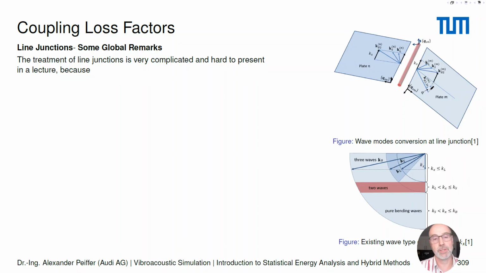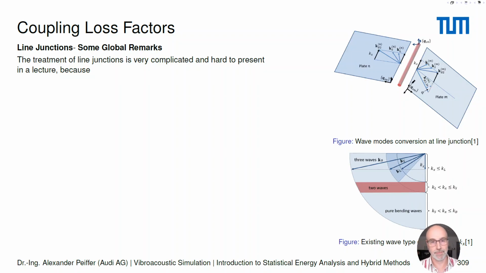Another reason is that line junctions, especially if you're talking about plates, are super complicated. Why is that? You have an incoming wave, and this incoming wave is reflected into 3 waves. If it's, let's say, a bending wave, it could be reflected into a longitudinal, shear, and bending wave. And at the same time, it is also transmitted into a longitudinal, shear, and a bending wave in the other plate. So it means you have hundreds of different transmission coefficients, even if you're just thinking about one connection, because you have so many wave modes of propagation.